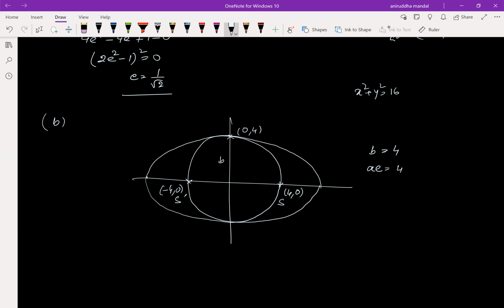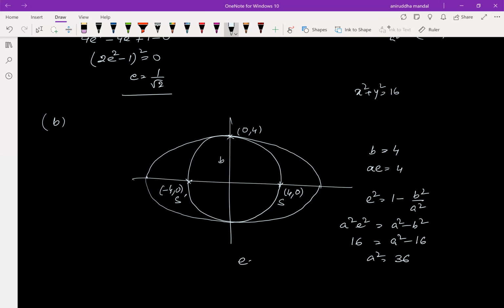Okay, now we have to find the value of this E. So what we can do is write E square equal to 1 minus B square by A square. If we cross multiply, A square E square equal to A square minus B square. So this is A square E square is 16, and A square minus B square is 16. So A square is 32.